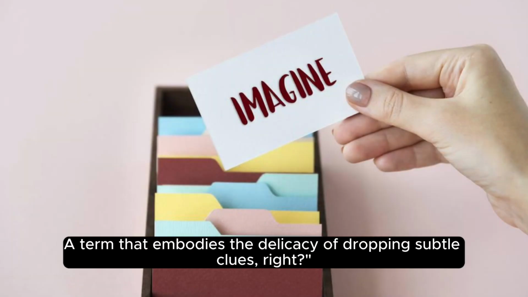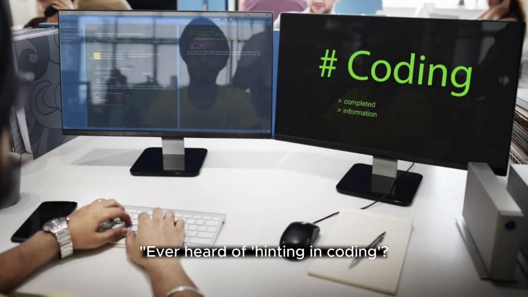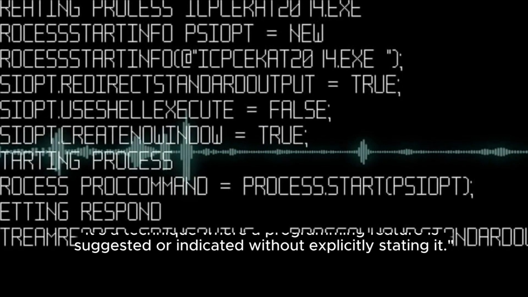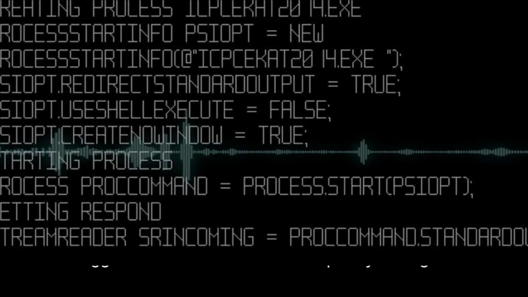A term that embodies the delicacy of dropping subtle clues, right? Different uses. Ever heard of hinting in coding? It's a technique where a programming feature is suggested or indicated without explicitly stating it.